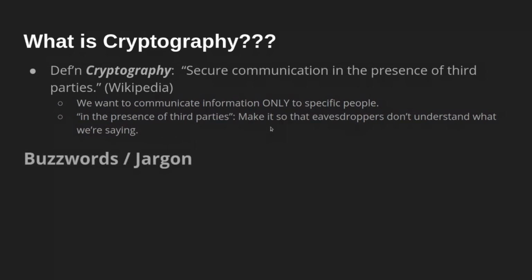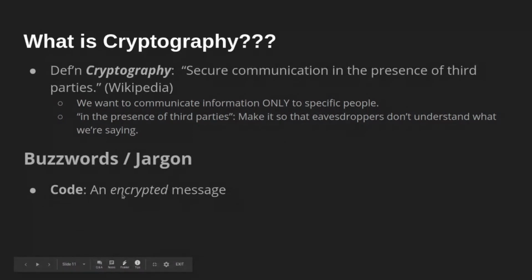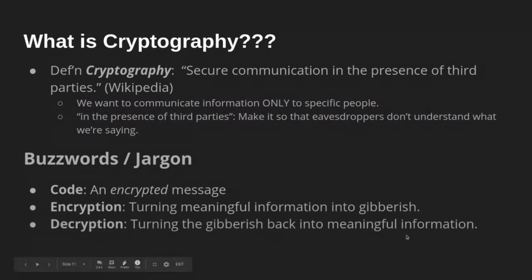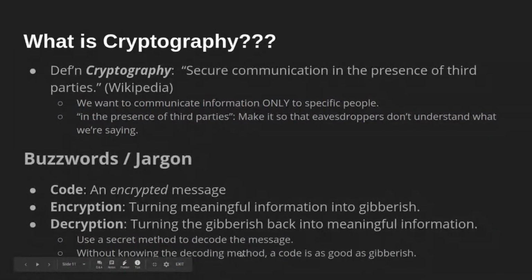So I'm going to go through a couple of terms or buzzwords. In cryptography, a code is just an encrypted message, and sometimes it's also called ciphertext. Encryption means to turn meaningful information into gibberish, while decryption means to turn gibberish back into meaningful information. And we use a secret method to encode and decode messages. Without knowing the decoding method, a code is about as good as gibberish. So that's how we communicate securely.